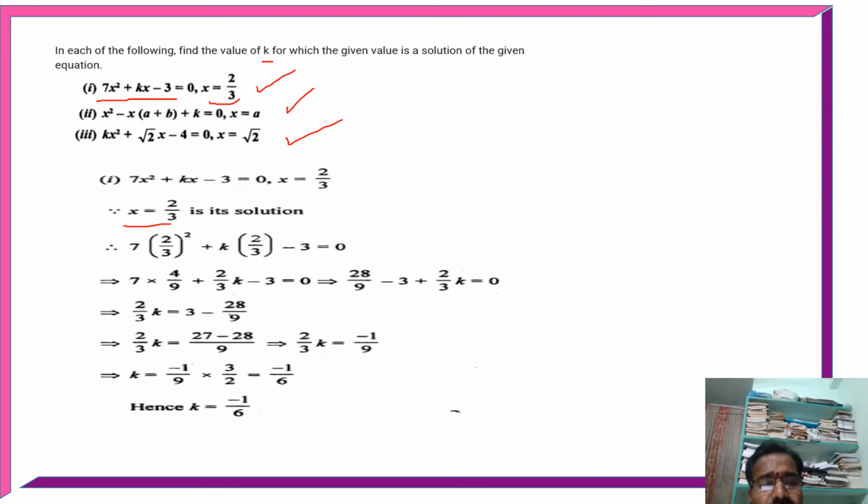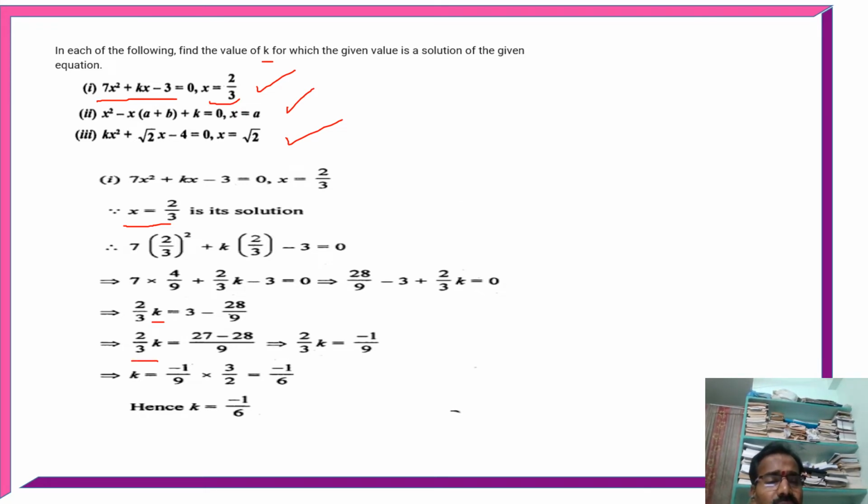If you substitute x equal to 2 by 3, 7 into 2 by 3 whole square plus k into 2 by 3 minus 3 equal to 0. As we know, 2 by 3 whole square means 2 square by 3 square, the square belongs to both of the terms. 4 by 9 plus 2 by 3 into k minus 3 equal to 0. 28 by 9 minus 3 plus 2 by 3 k equal to 0. And we need to find the k value, so except the k term, transpose the rest to the other side of equality.